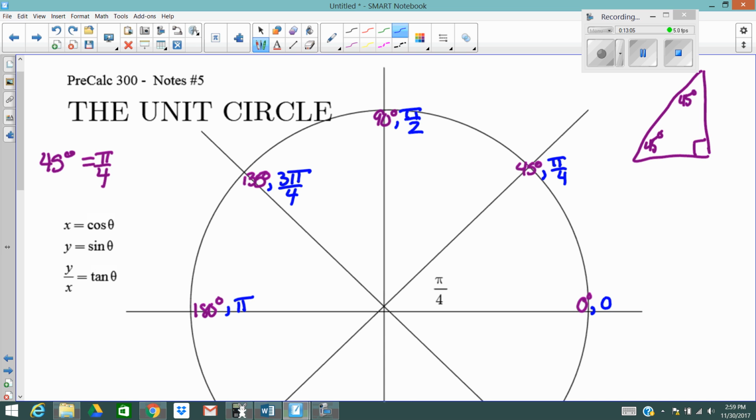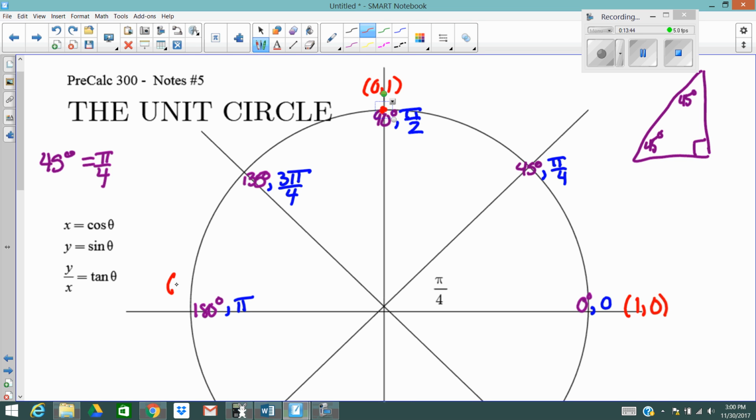So now let's go ahead and fill in our coordinates. Like we said before, there are 4 coordinates that are easy to find. So I know that if theta is 0, my cosine is going to be 1 and my sine is going to be 0 because the coordinate of that point is 1, 0. The coordinate of this point is 0, 1. Which means, again, I know that cosine of 90 is 0, sine of 90 is 1. Or cosine of pi over 2 is 0, sine of pi over 2 is 1.